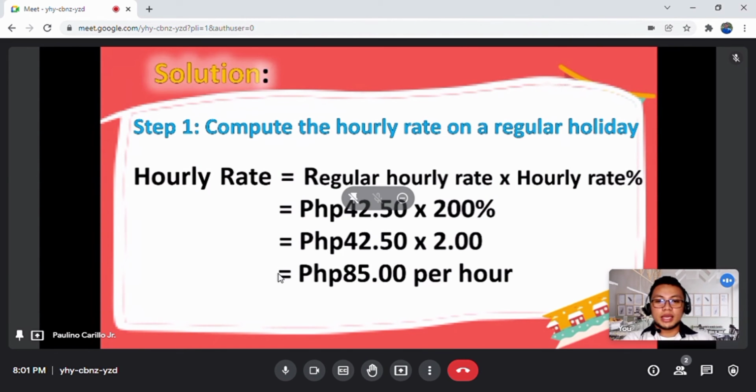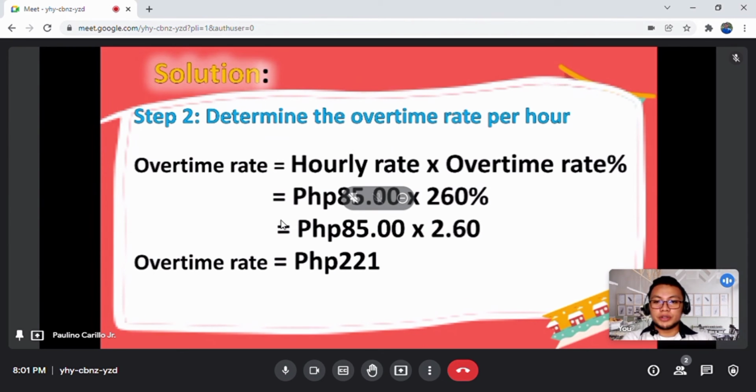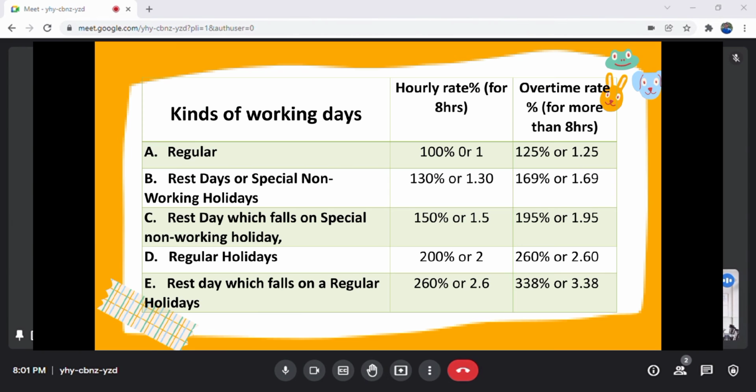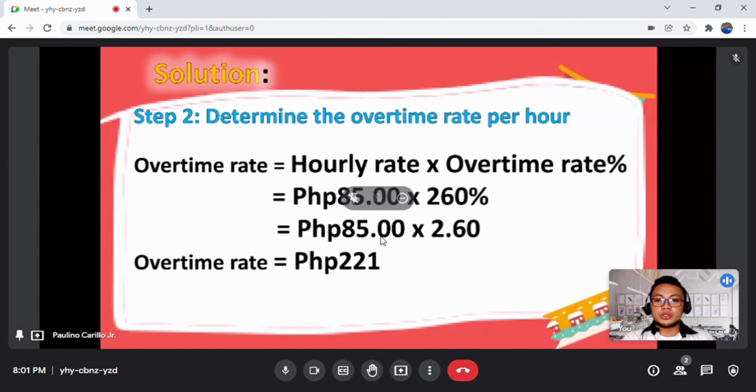Again, to solve for the overtime rate, we simply use that hourly rate multiplied by the overtime rate during that holiday. And what is that overtime rate? On regular holidays, it is 260%. Now, multiplying using our calculator, we'll get 221 pesos. Therefore, her overtime rate per hour is 221 pesos.